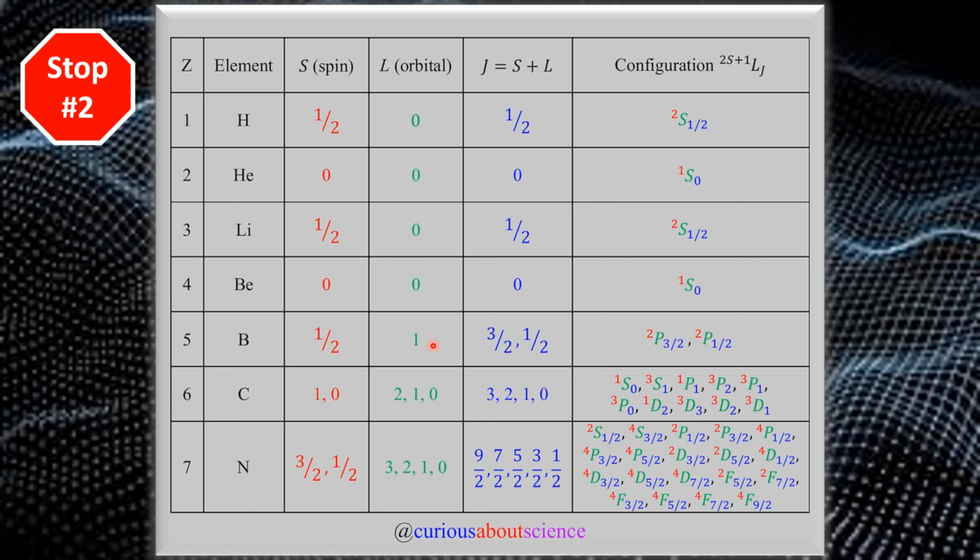Be careful. Especially when we get to carbon here. For carbon, the two p electrons could combine for an orbital angular momentum of 2, 1, or 0. That's possible, for sure. And then the spins add to 1 or 0. Cool, we have 6 of them.